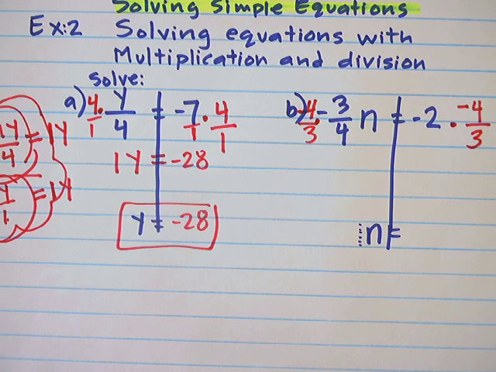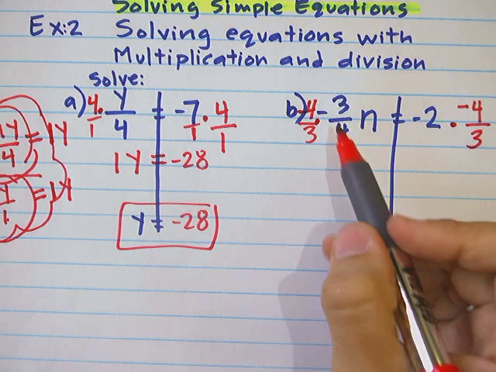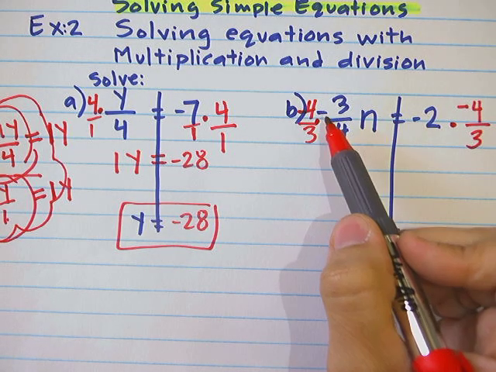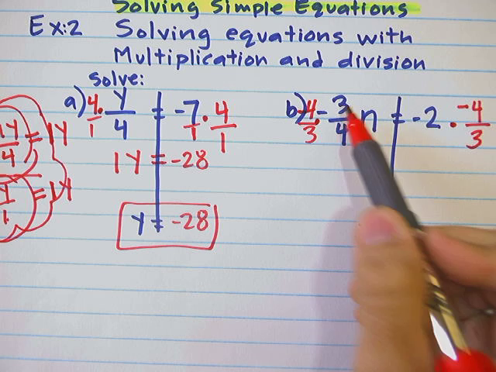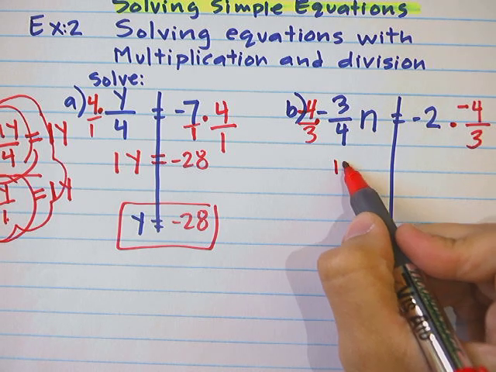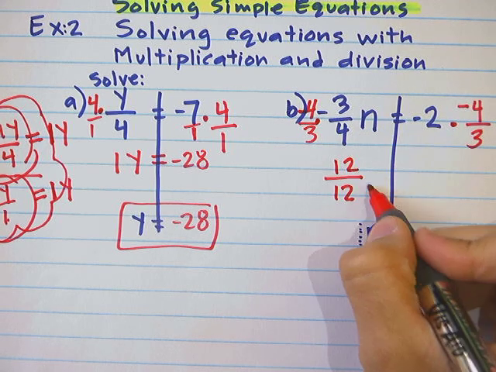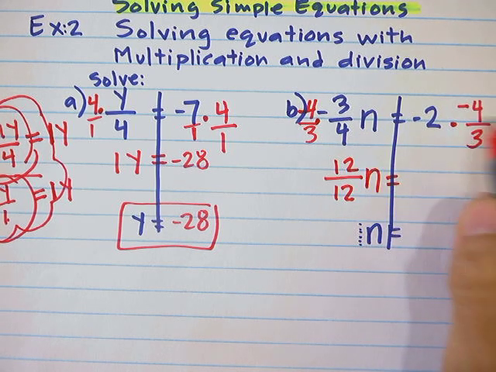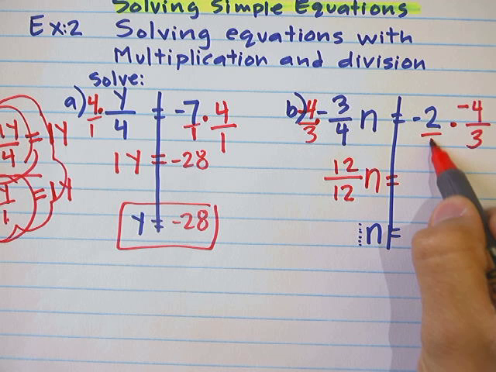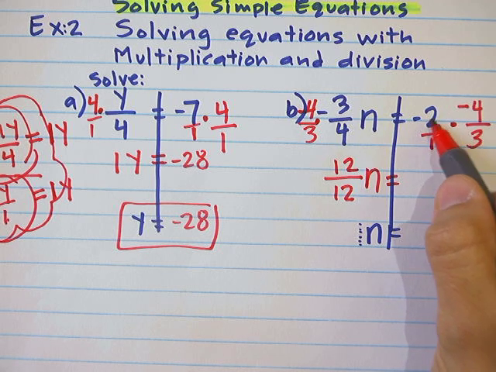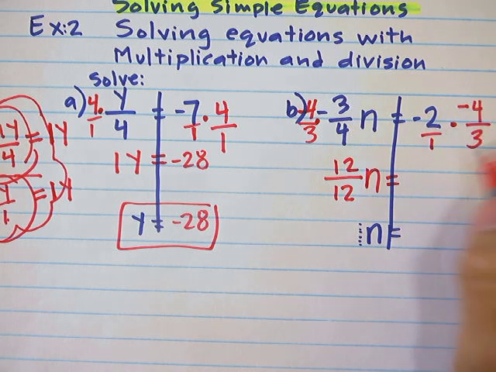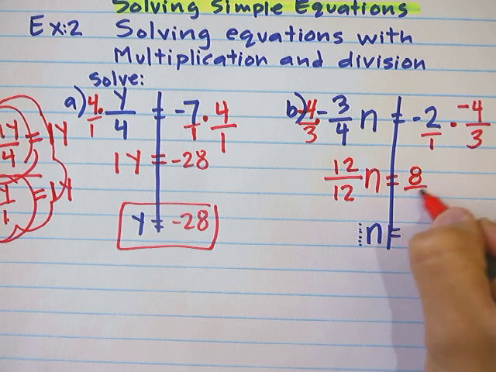So now I'm going to do my fraction multiplication. Negative 4 times negative 3 is 12. And 3 times 4 is 12. And that's still n. And on this side, I can put a 1 under here, so I can go straight across now. Negative 2 times negative 4 is positive 8 over 3.